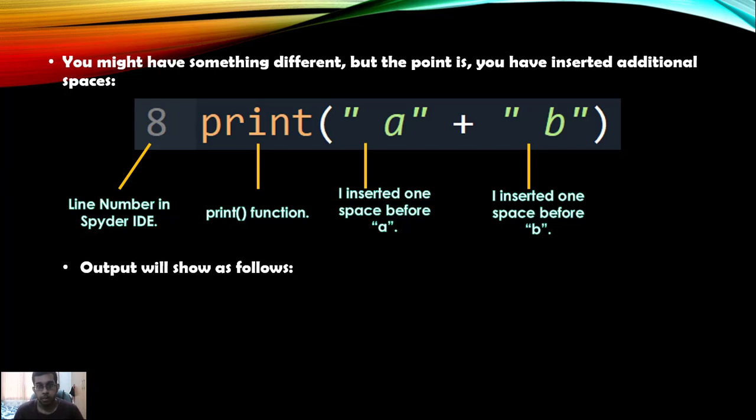Print A plus B. Line number in Spyder IDE, I added that. Print function, A, I inserted one space before A, plus, B, I inserted one space before B. Output will show as follows.